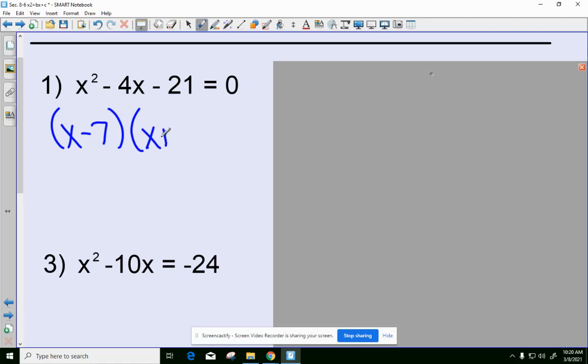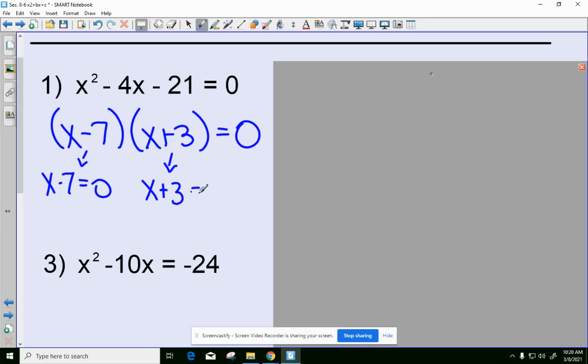Okay, now just like we did on Friday when we were working with the greatest common factor, if these two factors are equal to 0, then that must mean that either the first factor, x minus 7, is equal to 0, or the second factor, x plus 3, is equal to 0, or potentially both of them are equal to 0. So we can have up to two answers here.